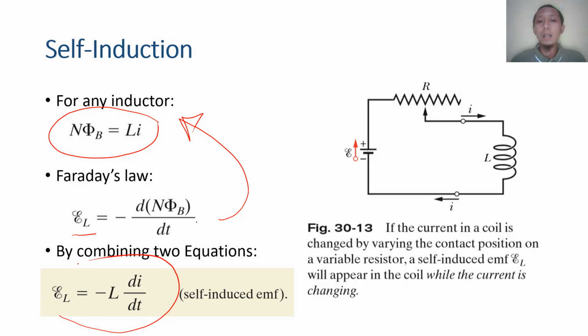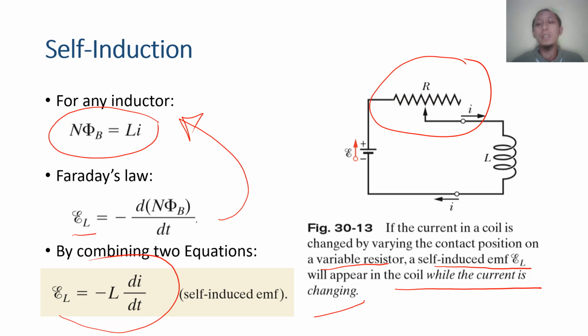If the current in the coil is changed by varying the contact position of the variable resistor, then the EMF will appear in the coil while the current is changed. So the key to creating the EMF here is how we can change the current. It's like this: we have the battery, then the resistor, and then the inductor like this.